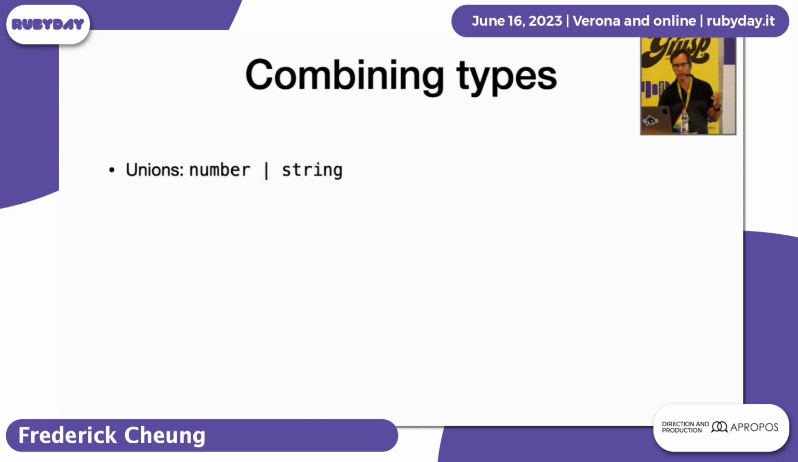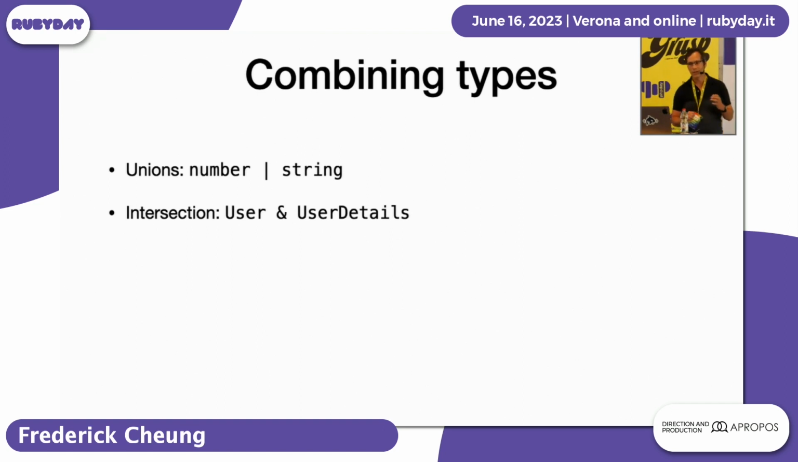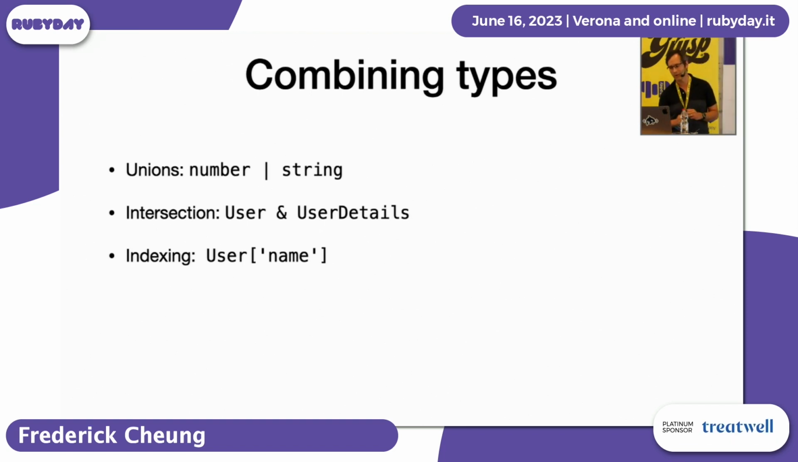Everything uses these things, and then you can combine them in interesting ways. So you can have unions, so this thing is a number or a string. You can have intersections, so this object has to have all the properties a user has and all the properties that user details have. You can index into types, so if user is a type, then user square brackets name is the type of the name property.